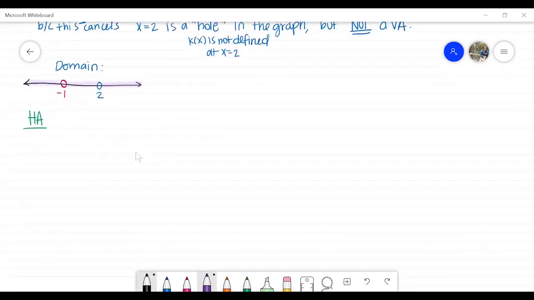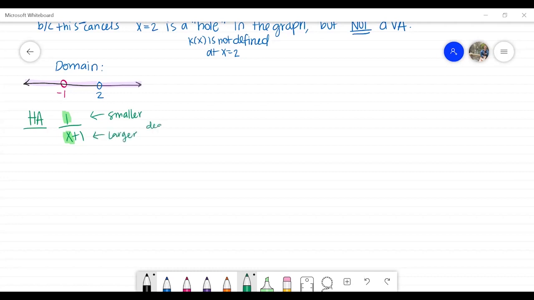So for our horizontal asymptote, we look at 1 over that x, right? I'm using the 1 over x plus 1. We look at that 1 and that x, and we notice the degree in the top is smaller, and the degree in the denominator is larger, and these are degrees, right? So that automatically means we have a horizontal asymptote at y is equal to 0.